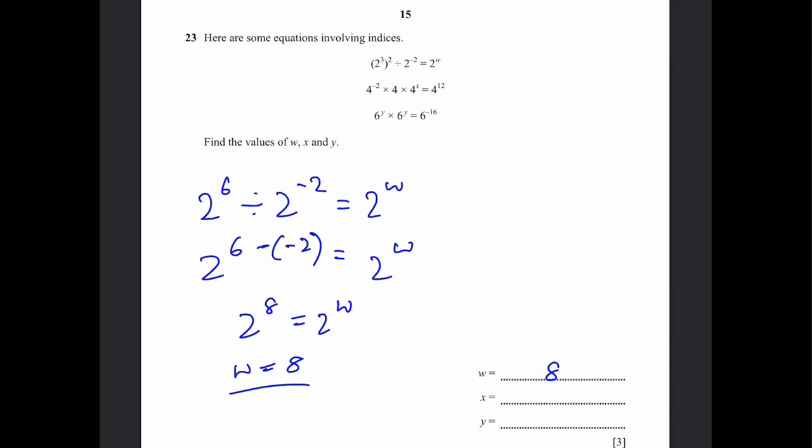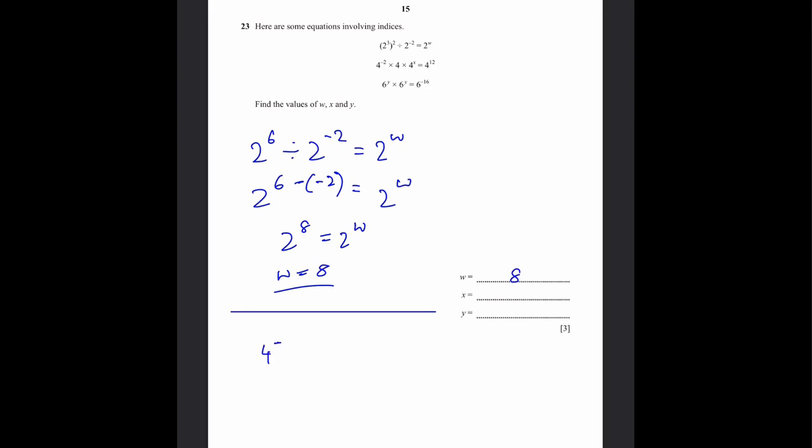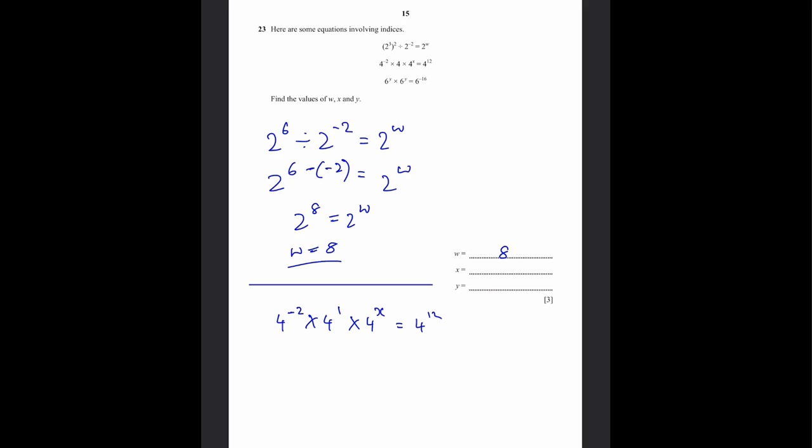We have w now. We can find x. 4 to the power minus 2 times 4 to the power 1 times 4 to the power x is equal to 4 to the power 12. Why 4 to the power 1 over here? Because 4 is the same as 4 to the power 1. Now that means 4 to the power of x plus 1 minus 2 is equal to 4 to the power 12. 4 to the power of x minus 1 is equal to 4 to the power 12. 12 equals x minus 1, and x is equal to 13.